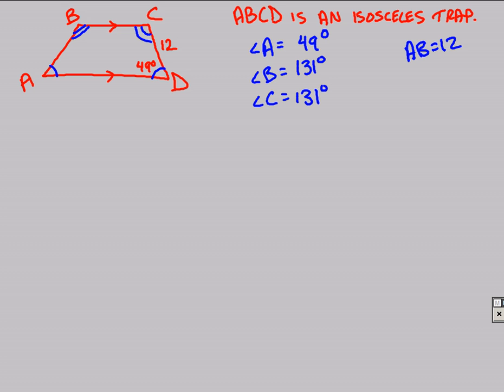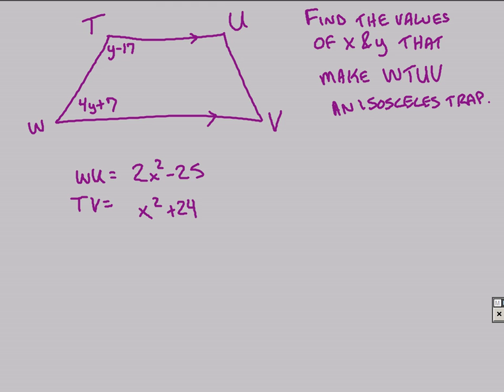Alright, now something else that I can do. Let's say that I want to know for this, find the values of x and y that will make this an isosceles trapezoid. Well, if I want to be isosceles, that would mean these two would have to be equal to each other. So to solve that, I would set WU and TV, well, WU, what is WU? That's a diagonal. TV, also a diagonal. Diagonals in an isosceles trapezoid are equal. That's why these should be equal to each other.